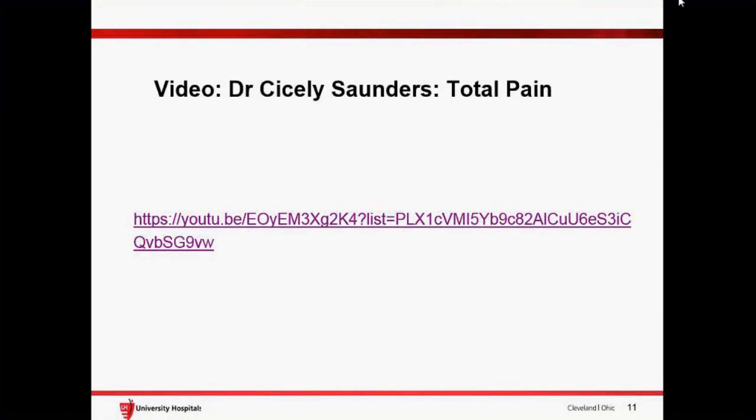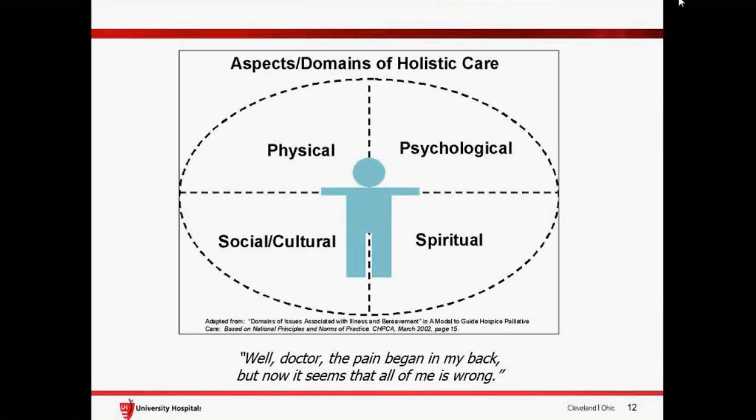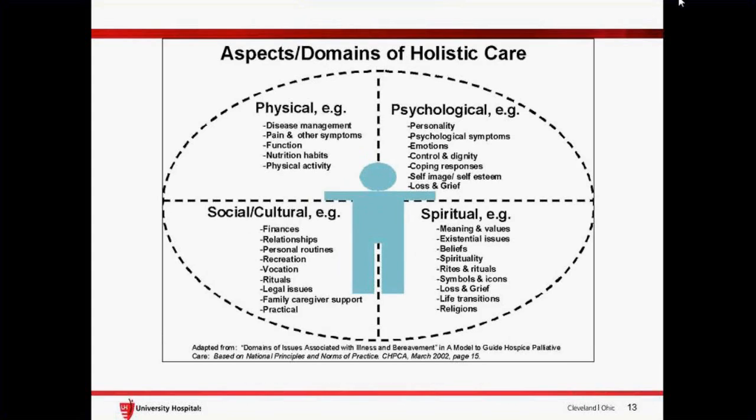So that essentially is the holistic model of care and total pain. So what are the domains of holistic care? Physical, psychological, social or cultural, and spiritual. Well, doctor, the pain begins in my back, and now it seems that all of me is wrong. So what are the different aspects? In physical pain, you can have any diseases, pain and other symptoms, function, or physical activity.